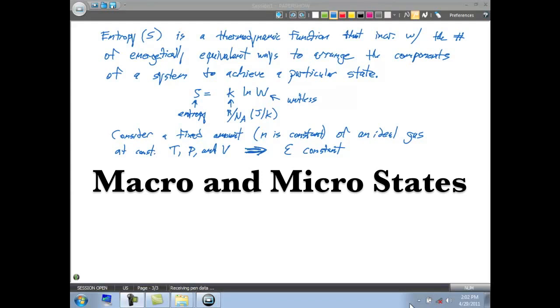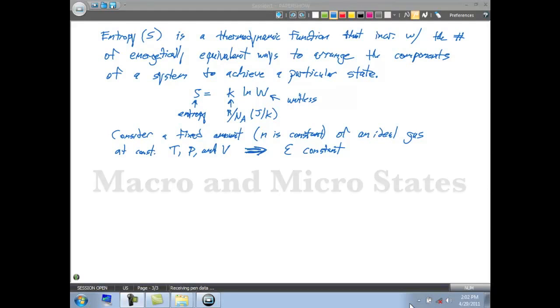Okay? So now let's go back and try to put into words what that picture can tell us and how this can relate to entropy. So we can say something about this. We have our particular system over here, and we're considering a fixed amount of an ideal gas. So N's constant, P's constant, V's constant, T's constant.